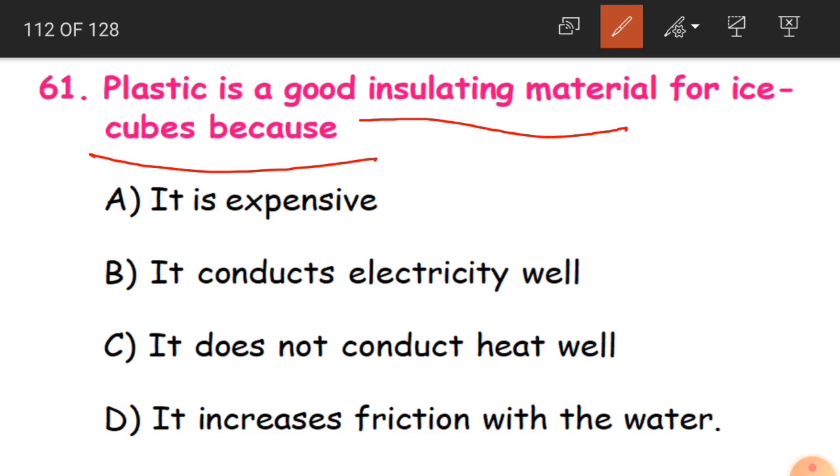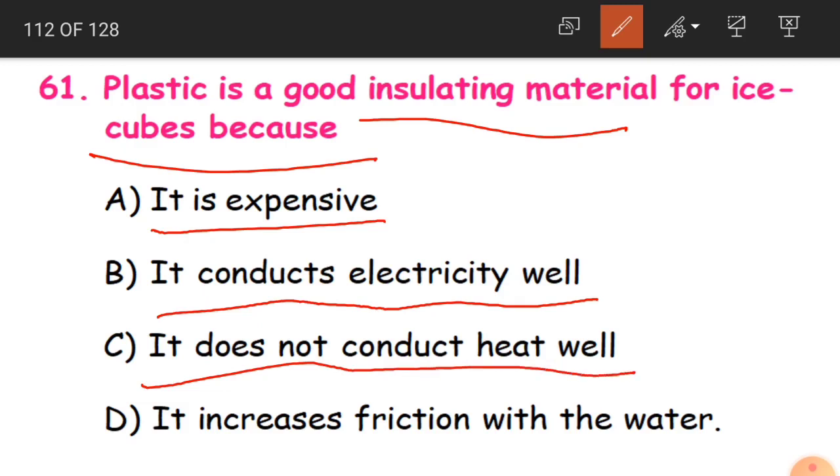So why is plastic a good insulating material for ice cubes? Because it is expensive, it conducts electricity well, it does not conduct heat well, it increases friction with the water. And the answer is C. It does not conduct heat well. Suppose you put ice cubes in a plastic container, they are not going to melt very fast because it does not conduct heat well. Clear, children? So this is the answer.